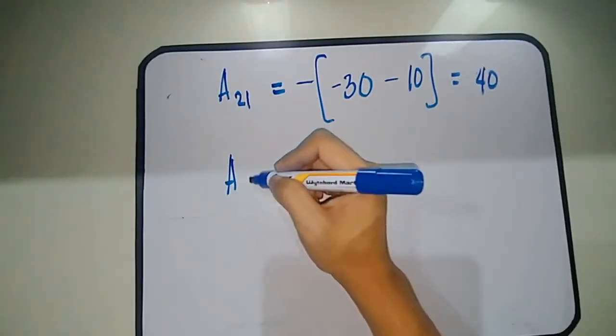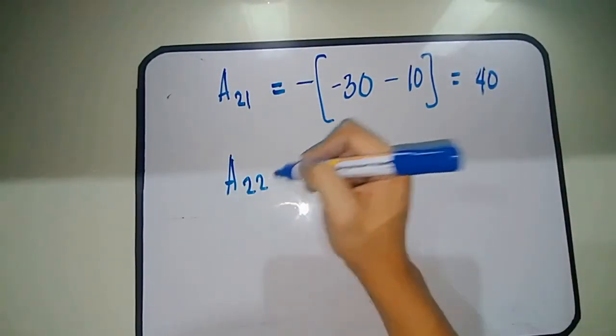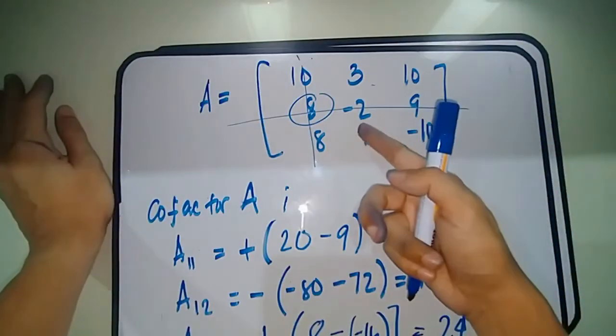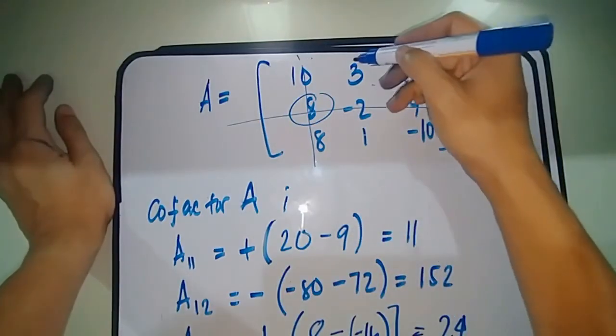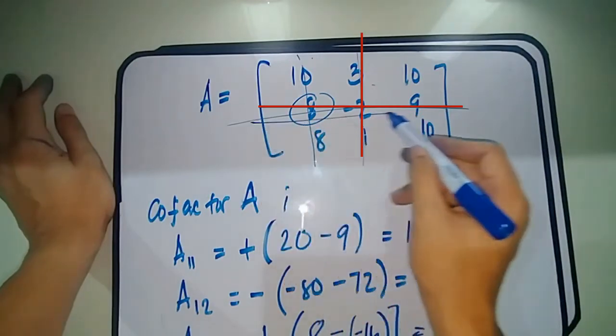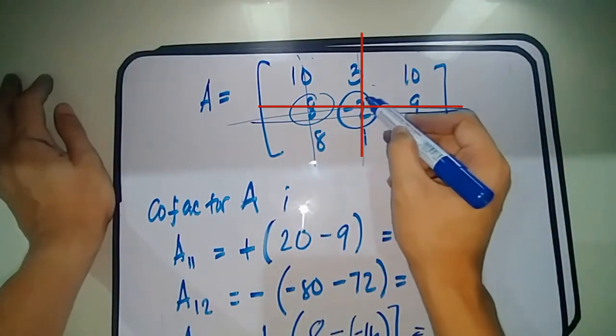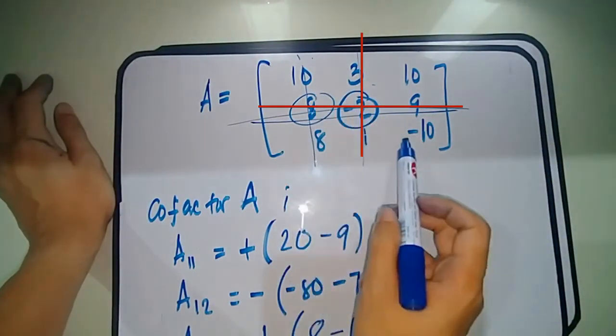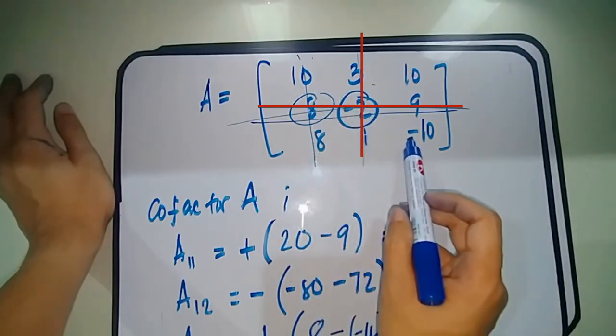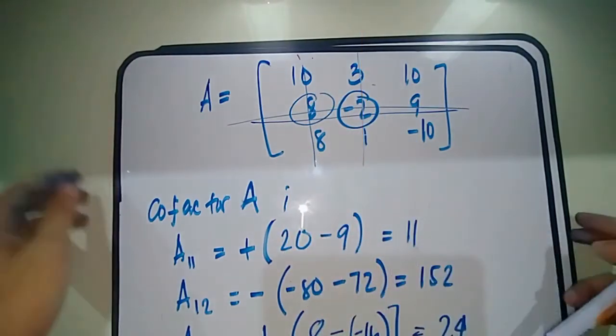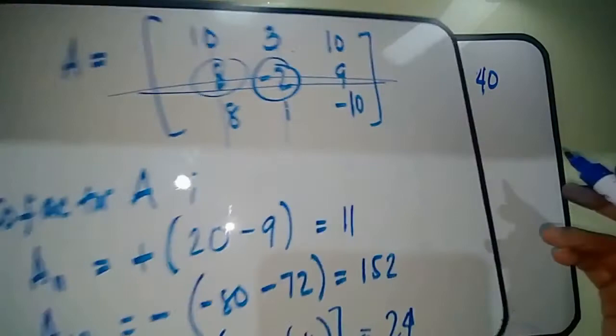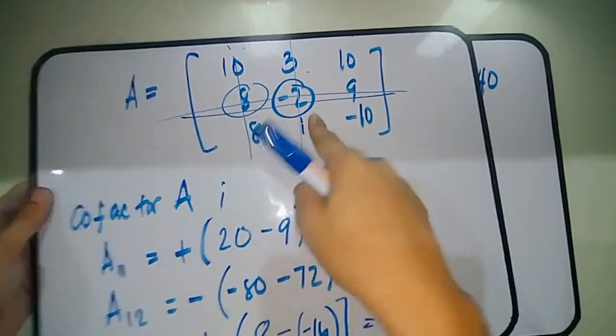Now let's go to second row, second column. So second row, second column is we have here negative 2. So when you cross out natin to guys, here, cross out this, yung matitira is ito. So 10 times negative 10. So that is negative 100. Okay. So yung sign niya here is positive. So plus.